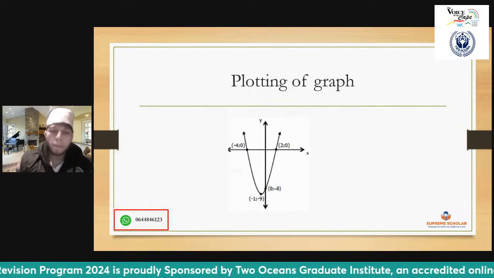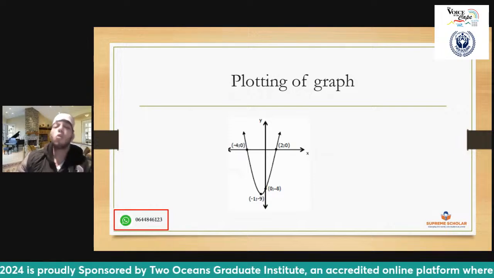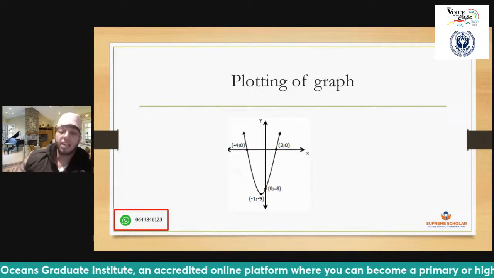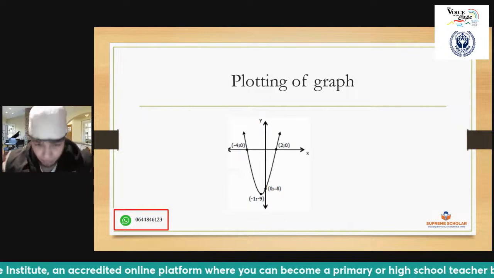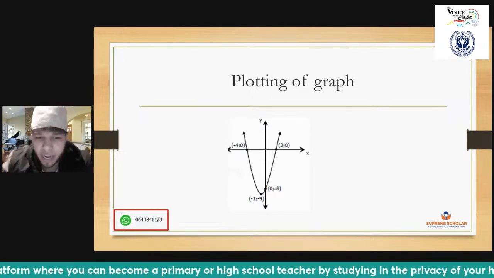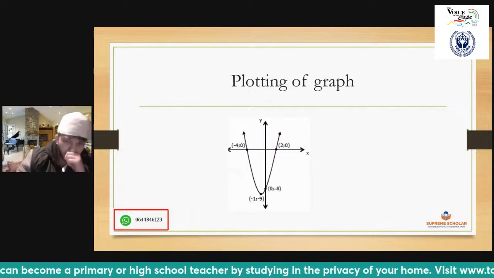-9 is your minimum value, right? And it's going towards positive infinity. Y is greater than or equal to -9, all right? Our y-intercept is -8. Our x-intercepts are -4 and 2.